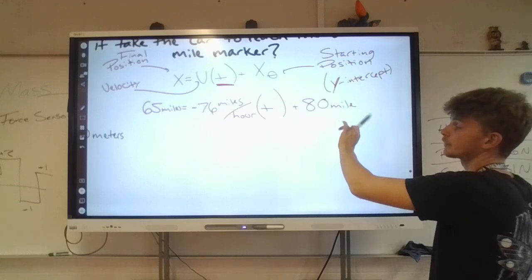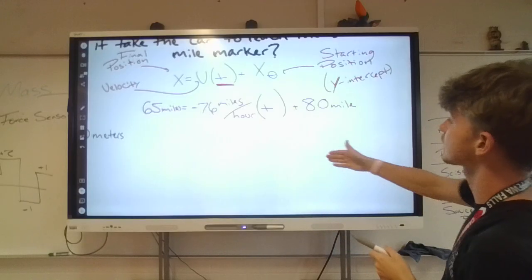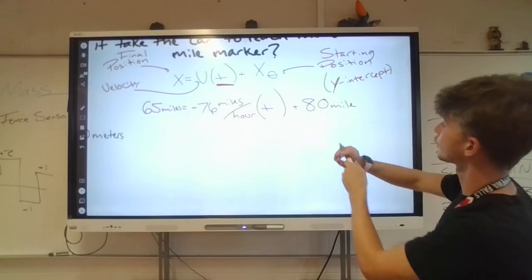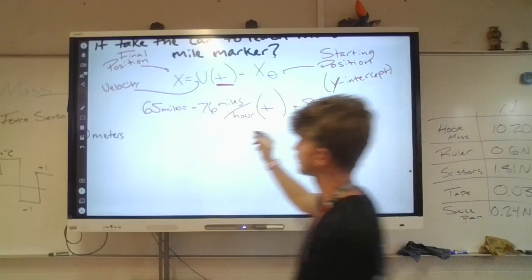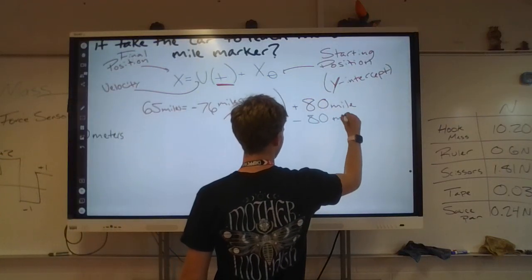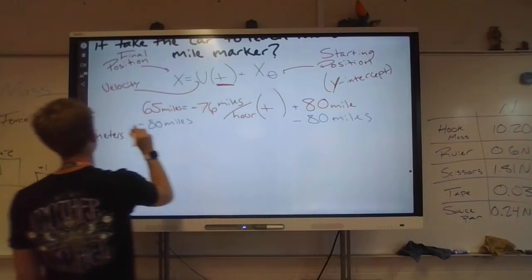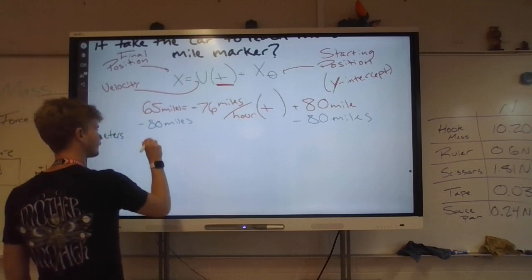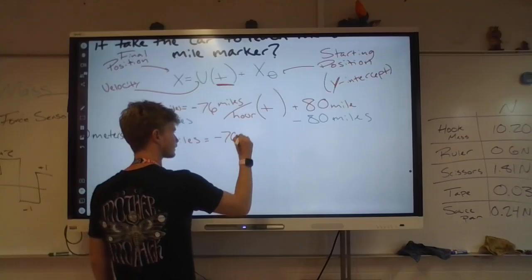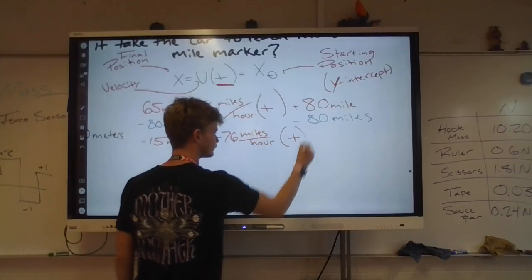On this side of the equation, the number that's the furthest away, or the least attached to time, is the 80 miles, okay? So we're going to first move this 80 miles over. So if we're adding 80 miles on this side, to undo that, we're going to subtract 80 miles on both sides. Now, if I do that, on this side, I'm going to have negative 15 miles equals negative 76 miles per hour multiplied by time.